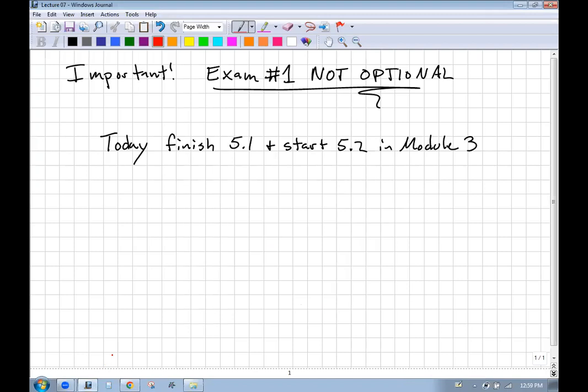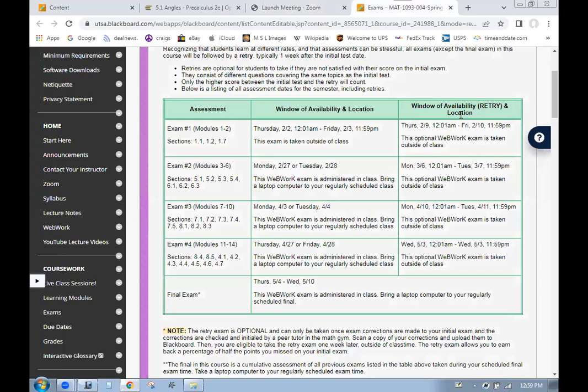All right. Hopefully, y'all got an announcement in the email that I was incorrect last time. Exam number one is not optional. You have to take it, okay? I was looking here at the exams. The retries over here are optional, okay? But exams one through four, you have to take. Now, exam one is outside of class. The rest will be in class, all right? And you want to make sure you take your exams because taking the retry sucks because it's complicated.